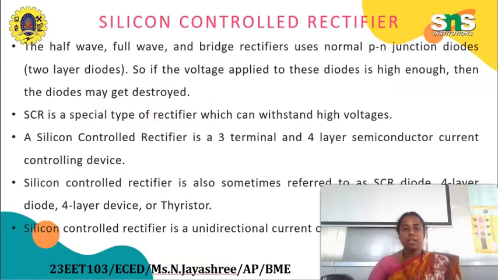The half wave, full wave and bridge rectifiers use normal PN junction diodes. If the voltage applied to these diodes is high enough, the diodes may get destroyed. So SCR is a special type of rectifier which can withstand high voltages.